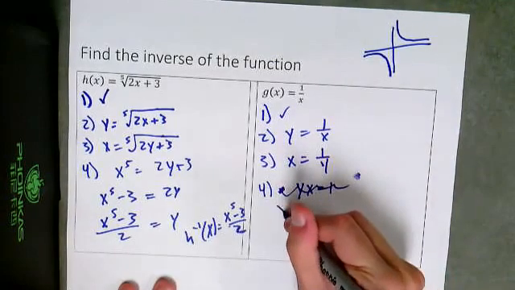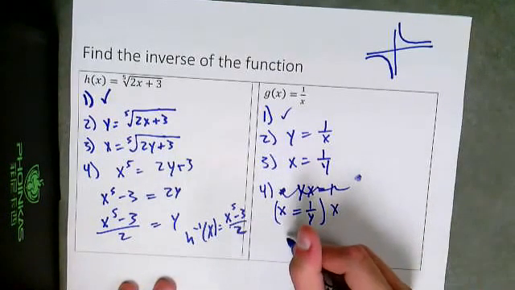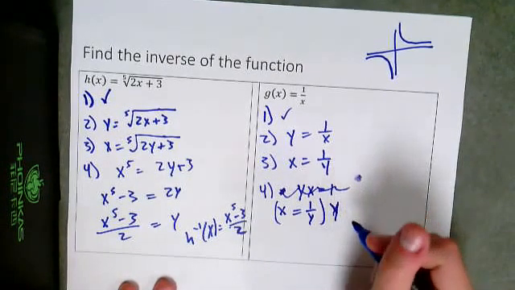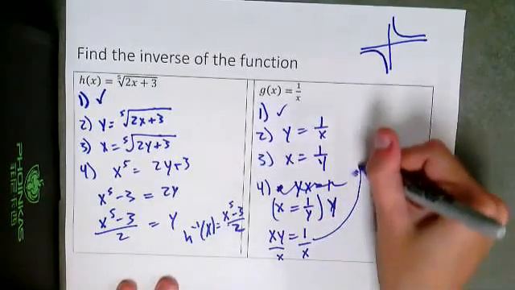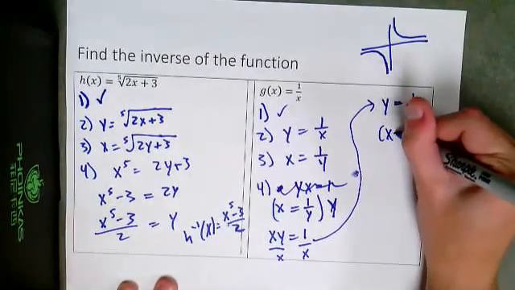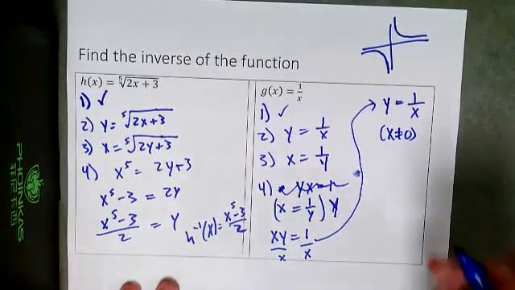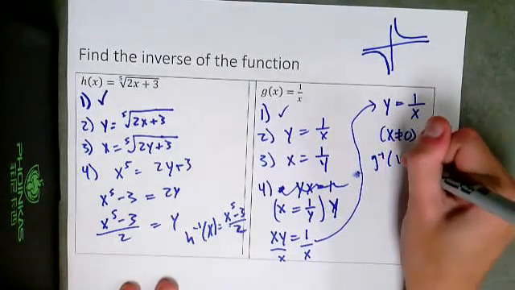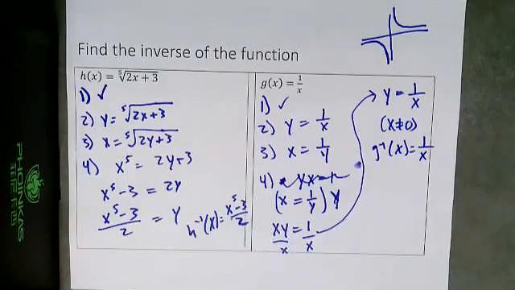Actually, here we have x is equal to 1 over y. I'm going to multiply by y on both sides, and we're going to get xy is equal to 1. Divide by x on both sides, and we're going to get y is equal to 1 over x. This is all provided x is not equal to 0, but we already knew that because of our function g of x is equal to 1 over x. So g inverse of x is equal to 1 over x. Oh, so that one is an interesting little problem.